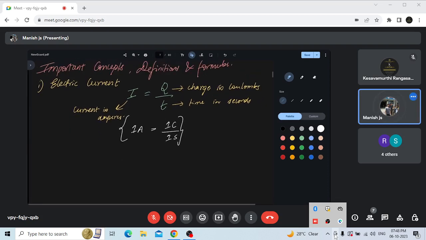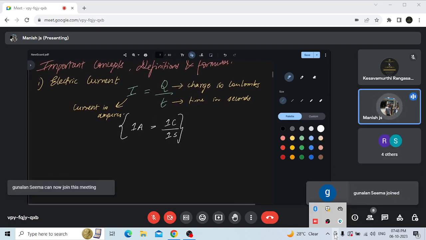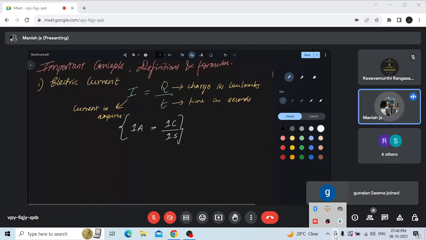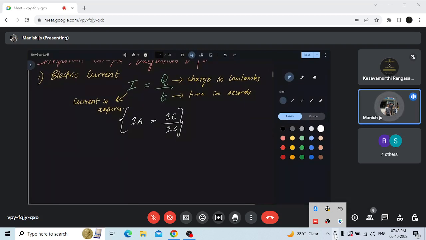So this is how we try to understand electric current: the rate of flow of charge, where I is equal to Q by T. The unit of I is amperes. When can you say that the current flowing in a conductor or a wire is 1 ampere? We can say that the current is 1 ampere when 1 coulomb of charge flows in it in 1 second. I hope that is clear.